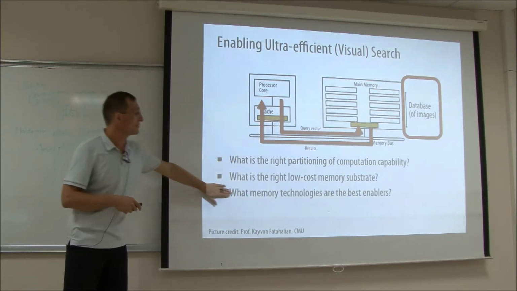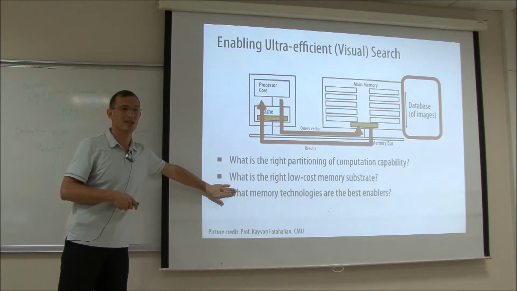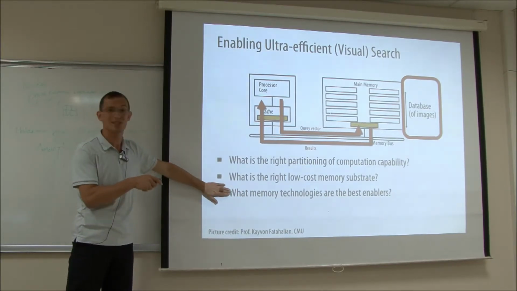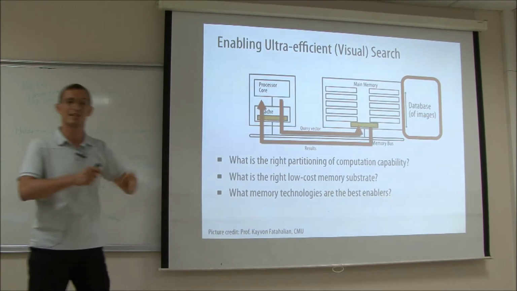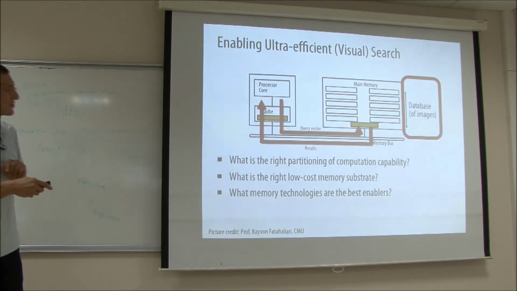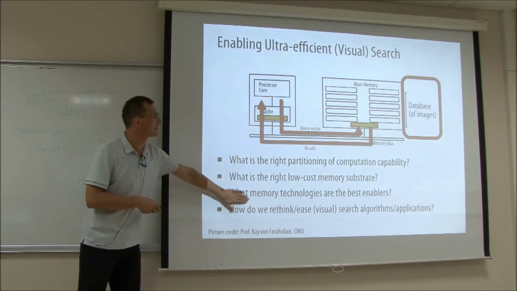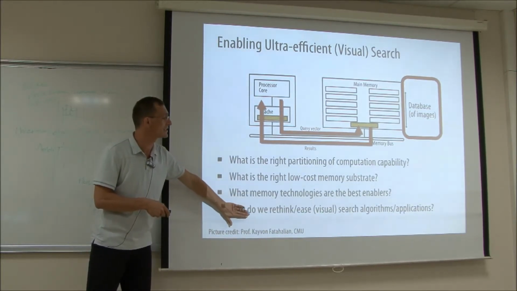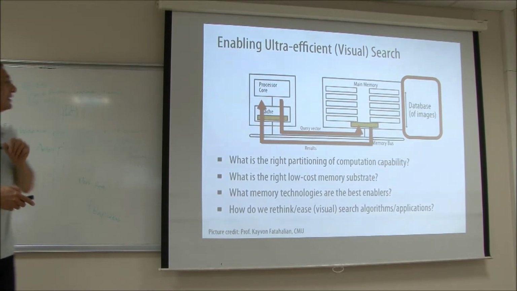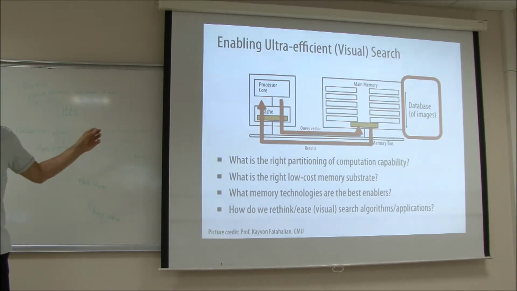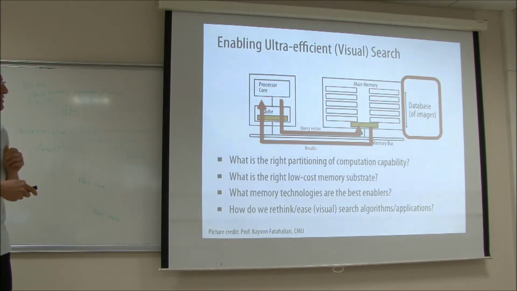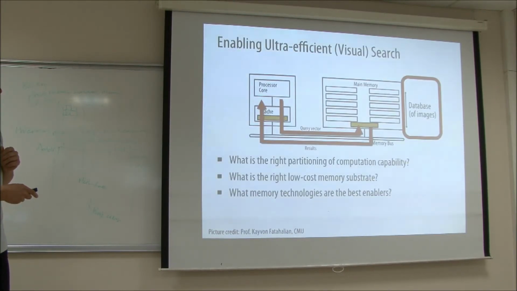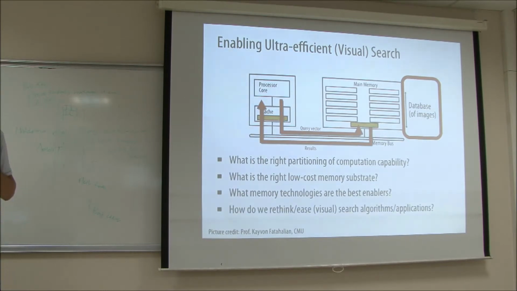What memory technologies are the best enablers is an interesting question, and we'll talk about memory technologies in the next lecture. Maybe DRAM is not the best enabler, but maybe there's some other technology that can enable this search more efficiently. And then the last question is, I think, how do we rethink and ease the search algorithms and applications? Of course, something like this requires a lot of cooperation between the algorithms and people who have graphics expertise like K1 and also architectures. So I think I see RowClone as a first step in enabling something like this.